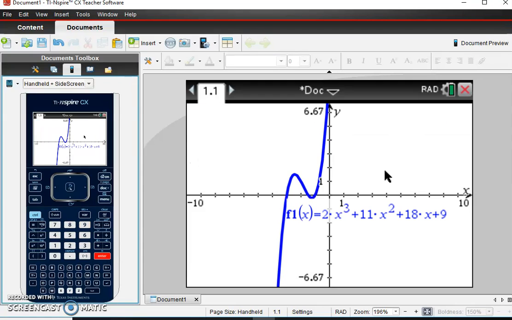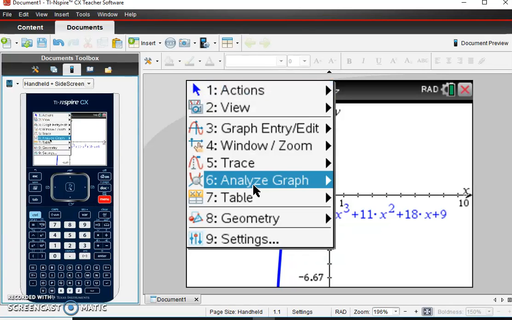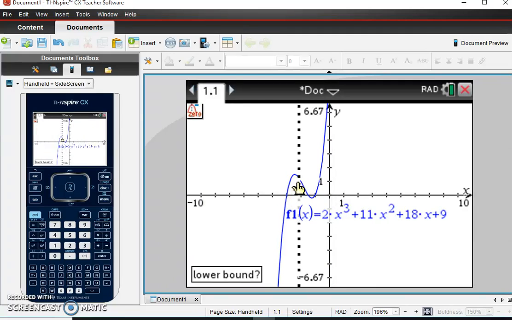Okay, so when you graph this function, it should look something like this. And the question is, is x plus 3 a factor of that? Well, if x plus 3 is a factor of that, we're looking for a 0 of negative 3. So I'm looking here, and it looks like this might be a 0 of negative 3. I'm going to check that out by analyzing the graph and checking for my zeros.